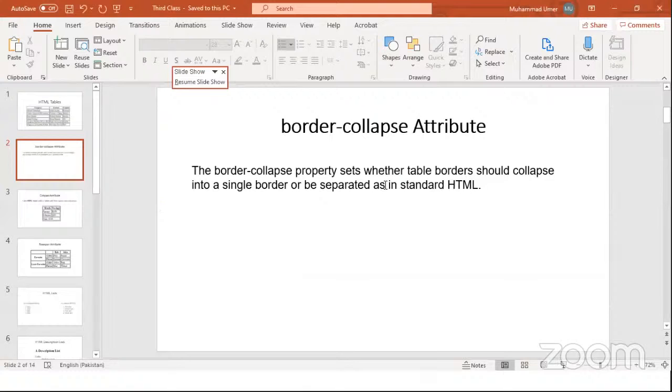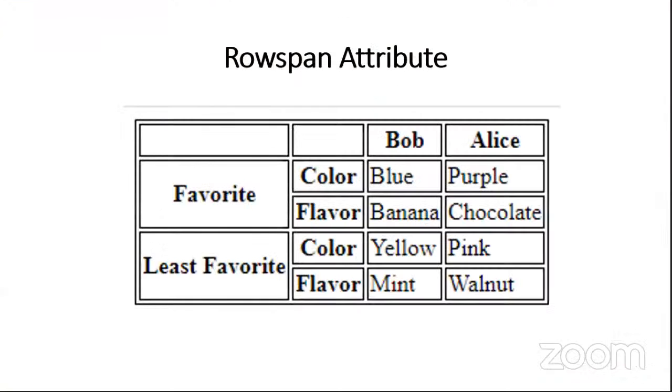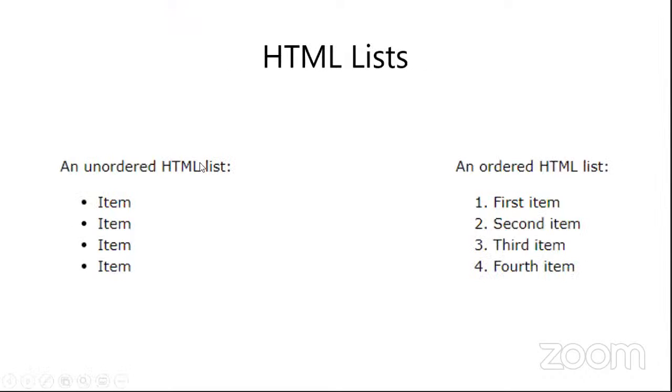Okay, now back to the slide. Now we'll see the HTML list. We have two types of list. The first one is the unordered list, and the second is the ordered list.